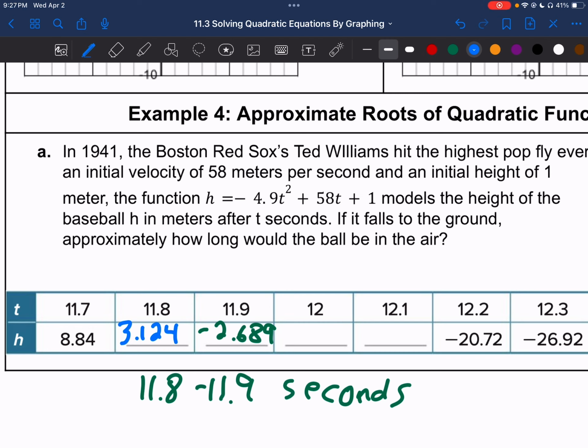Let's do the 12 squared. So negative 4.9 times 144 plus 58 times 12 plus 1, and we're going to get negative 8.6 feet. And the last one, 12.1: negative 4.9 times 12.1 squared plus 58 times 12.1 plus 1 gives me negative 14.609.